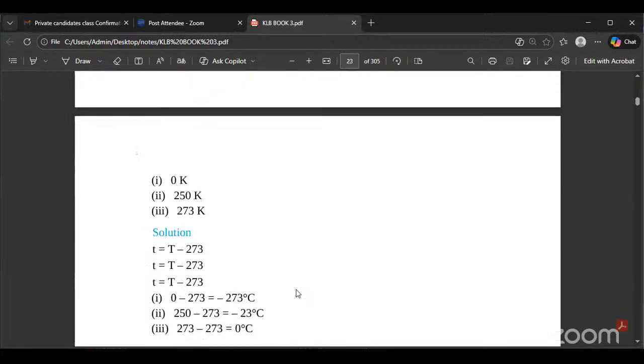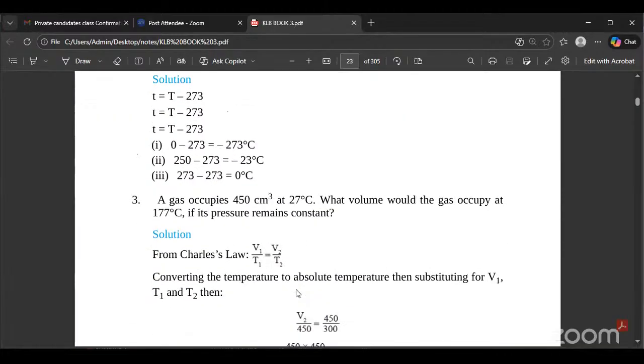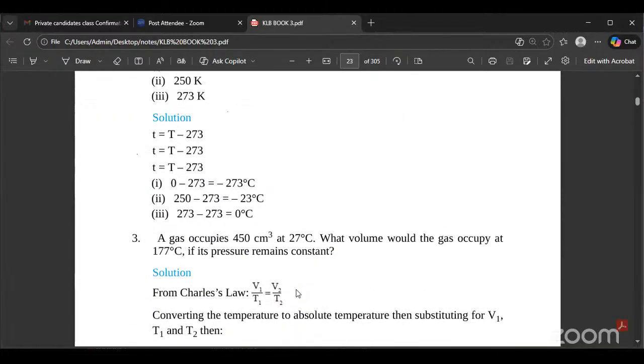We continue, there is no problem. So let us do an example. When we convert, it is T minus 273, not the other way around. Not 273 minus T. So that one is very important. Don't forget that one. Now, let us go to an example.